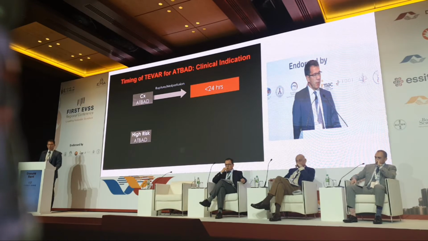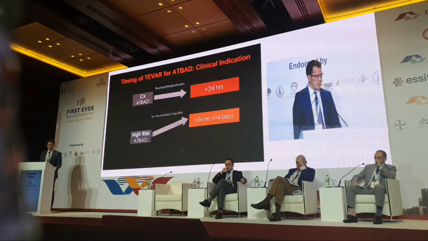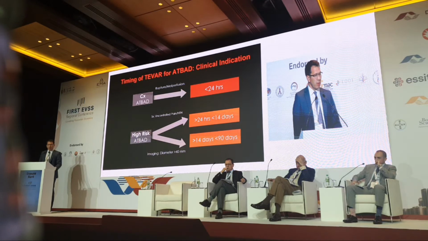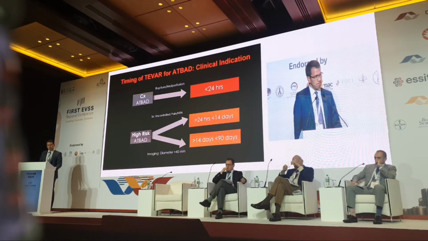When we think of the high risk acute type Bs, as I mentioned before, uncontrolled pain and hypertension, ideally waiting at least 24 hours, and certainly looking at the data, trying to wait 72 hours or more, but treating them in a less than 2-week period. In those that don't have those high-risk features, meaning just a large diameter or large false lumen, we try to wait at least 2 weeks, and certainly less than 90 days.